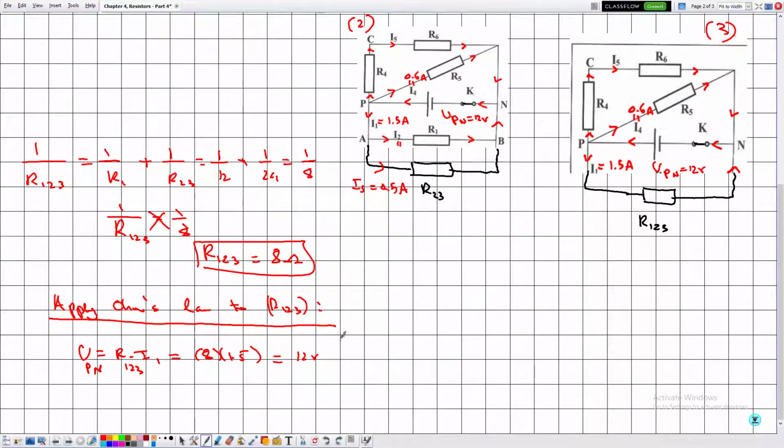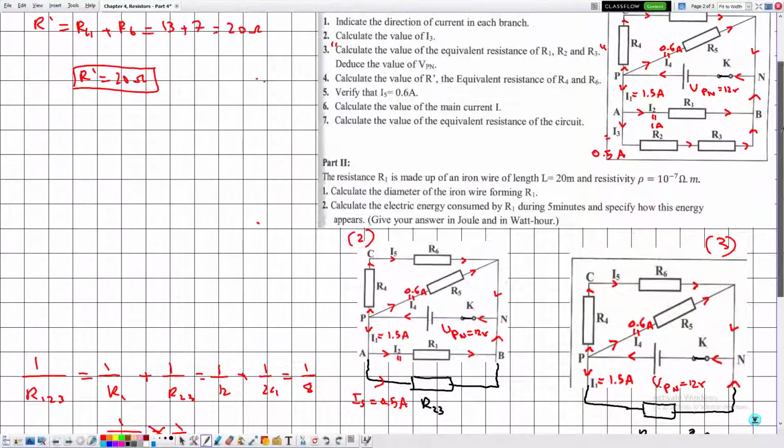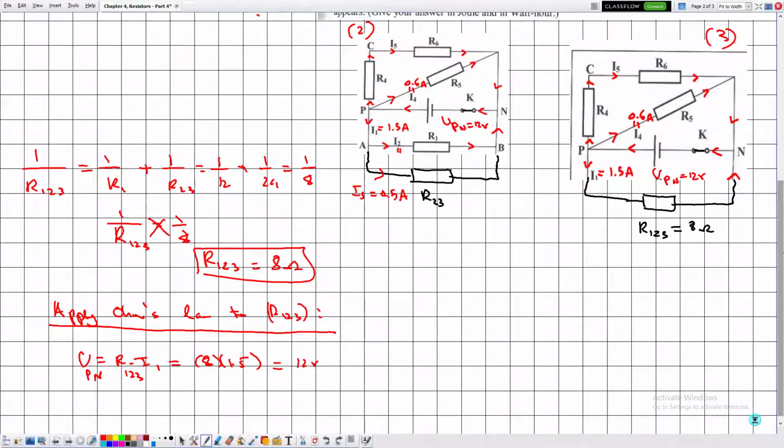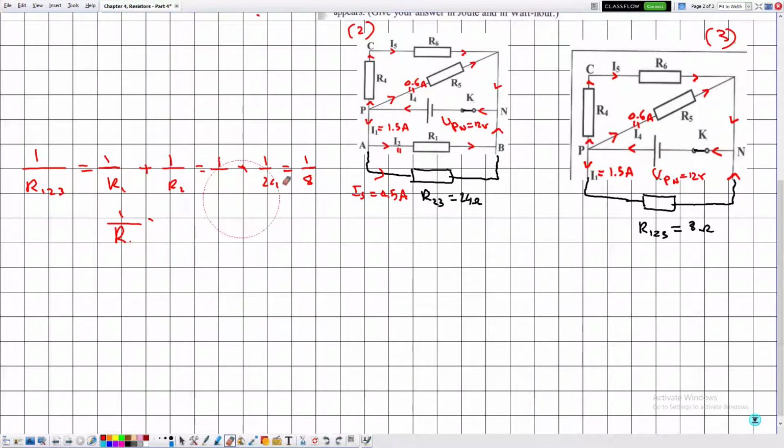So here we have the battery. So let me write here that we have R123 is equal to 8 ohms, and R23 is given by 24 ohms. Then the next circuit that we are interested in is the following.